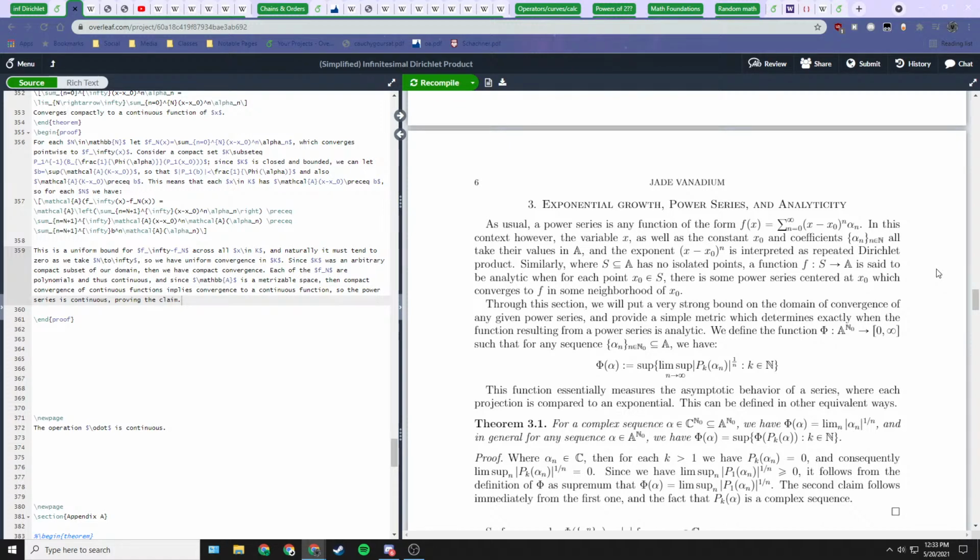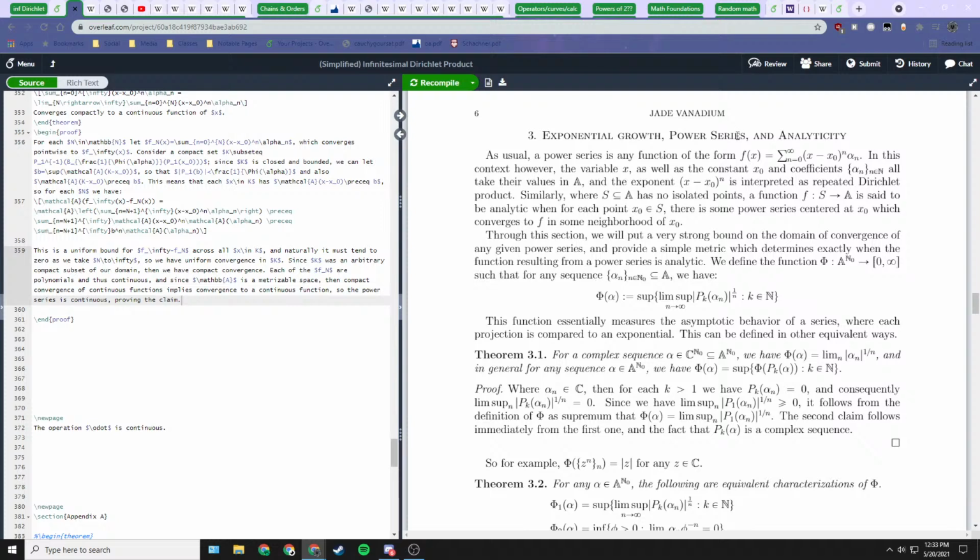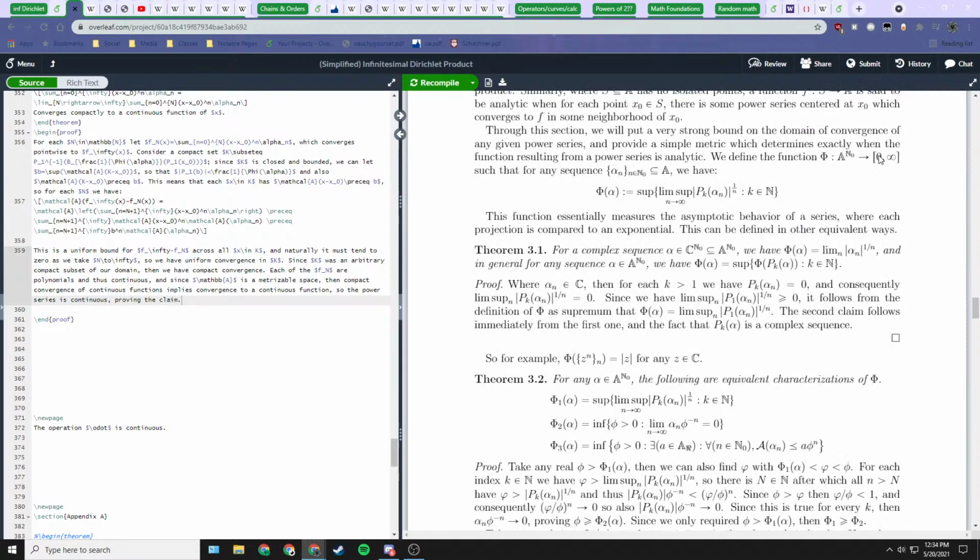So yesterday, we started on this section for power series. I've actually changed the name to exponential growth and power series in analyticity, because this whole section is going to be all three of these concepts. So of course, a power series has this form. It's a polynomial but with infinitely many terms. We have our definition of an analytic function: a function that has a power series at each point that converges in a neighborhood to the function.